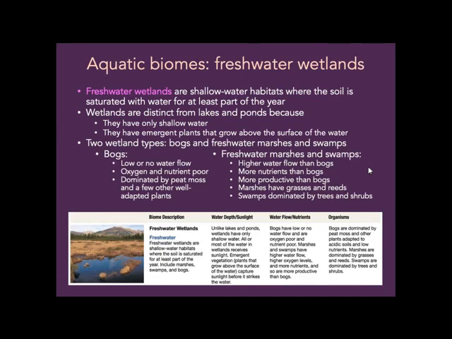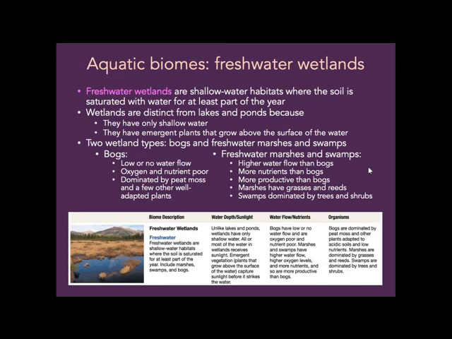There are two types of wetlands, bogs and freshwater marshes and swamps. So a bog tends to have little or no water flow, and it's very oxygen and nutrient poor. So you tend to find lots and lots of peat moss and other well-adapted plants that can live in places where there's very little oxygen or nutrient. In a freshwater marsh or swamp, you tend to have more water flow and more nutrients, and they're more productive.